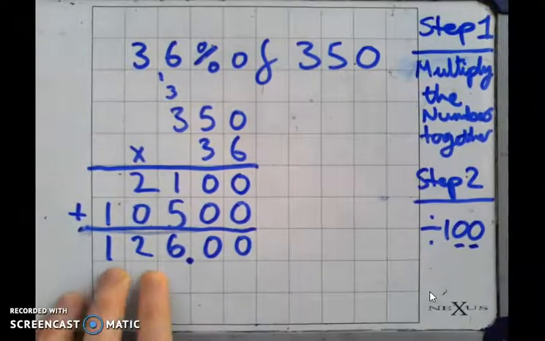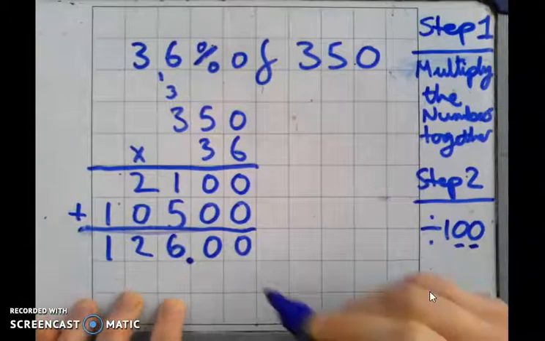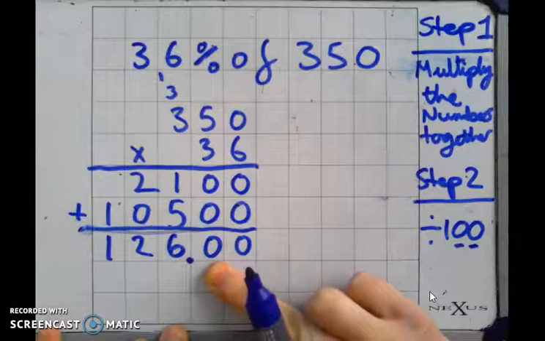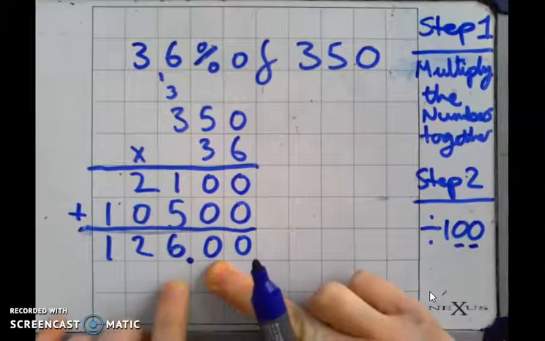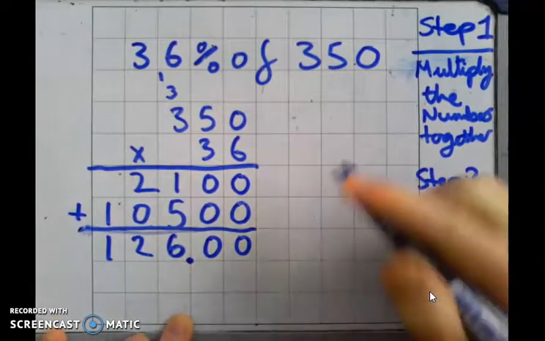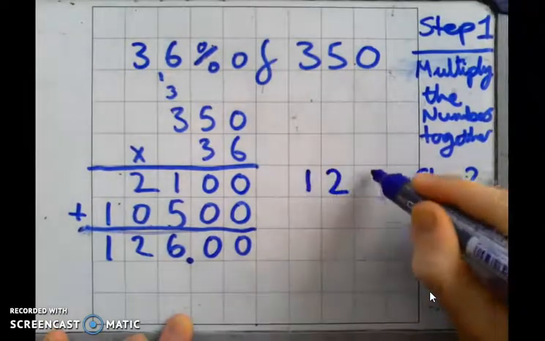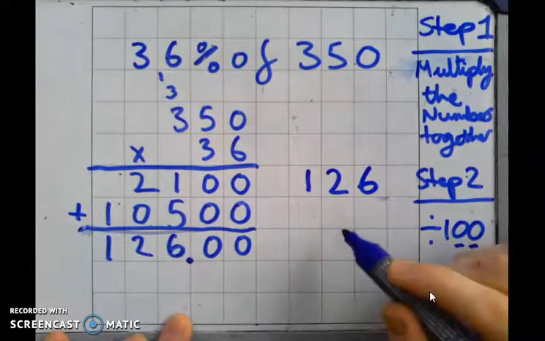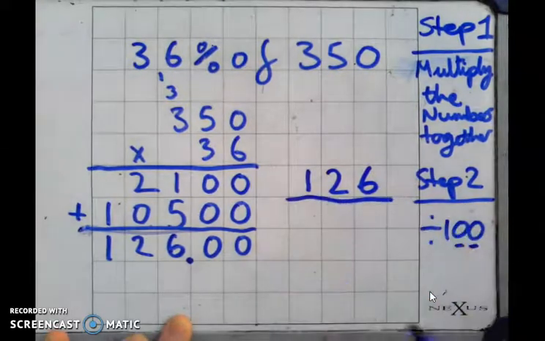giving us the number 126. If you have digits other than 0 beyond the decimal point, you need to include them in your answer. However, as they're zeros, I don't need to include them on this one. 36% of 350 is 126.